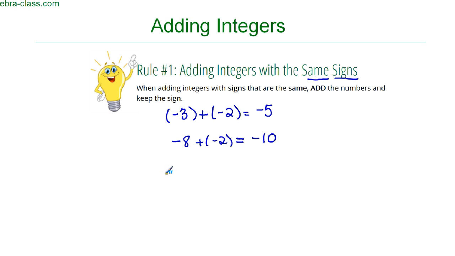Pretty easy, right? And of course, you know the rules when they're both positive, like 5 plus 2 is 7. They're both positive and my answer remains positive as well. So this is the easiest rule to remember. If your signs are the same, add the numbers and keep the sign.